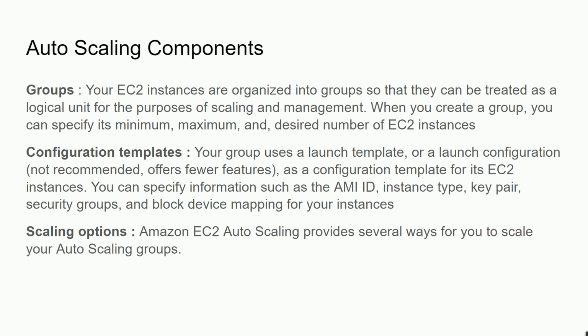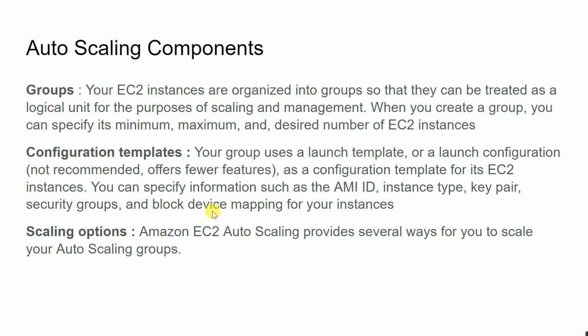Now here we have one question: if a new instance is created, what image will it use, and how is it set up? When we set up auto scaling, we first have to prepare a base image machine ID, which is called an AMI ID, which we have already learned in the previous video.